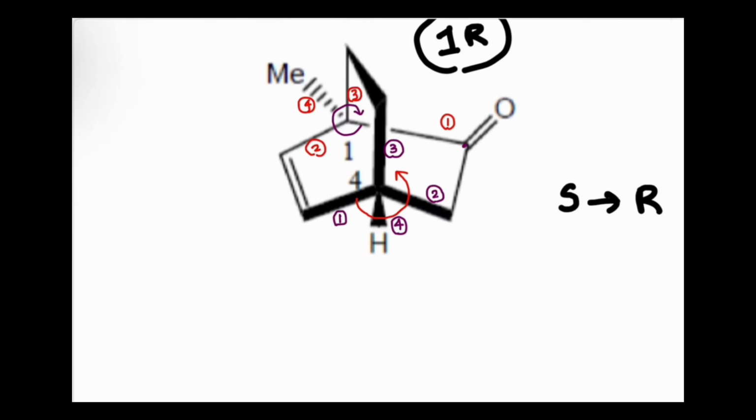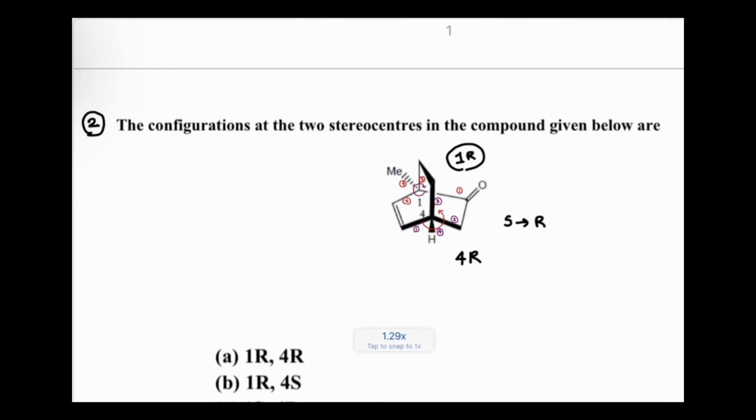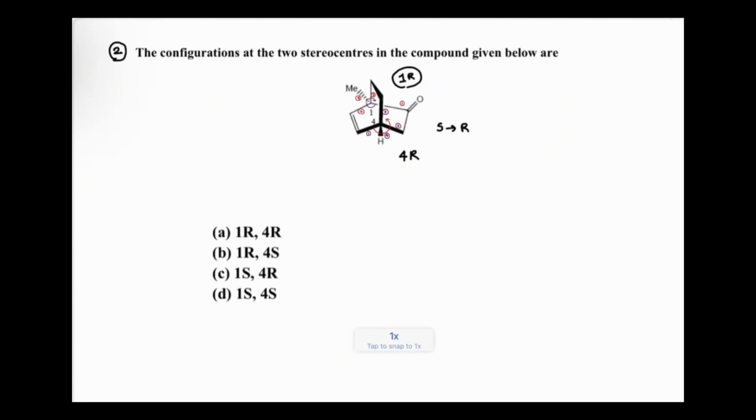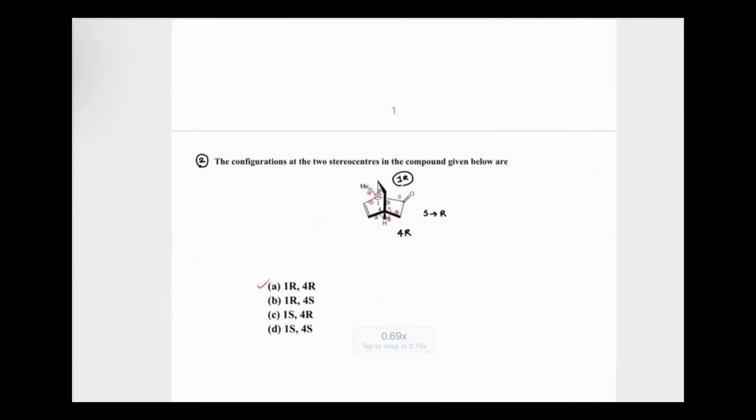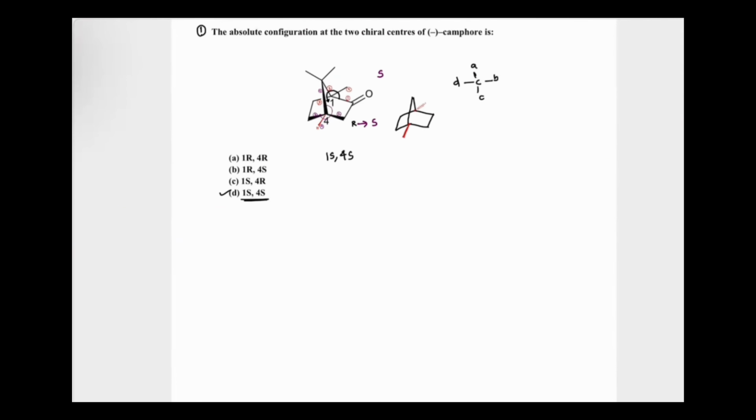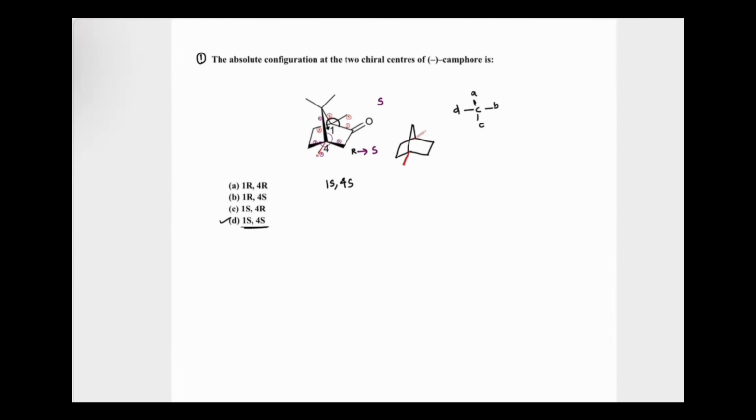So the configuration at the fourth carbon will be 4R. So overall, the configuration at this molecule will be 1R and 4R. So the answer will be A, that is 1R and 4R. So this is the first type of question we can expect in stereochemistry, finding the configuration at the chiral centers.